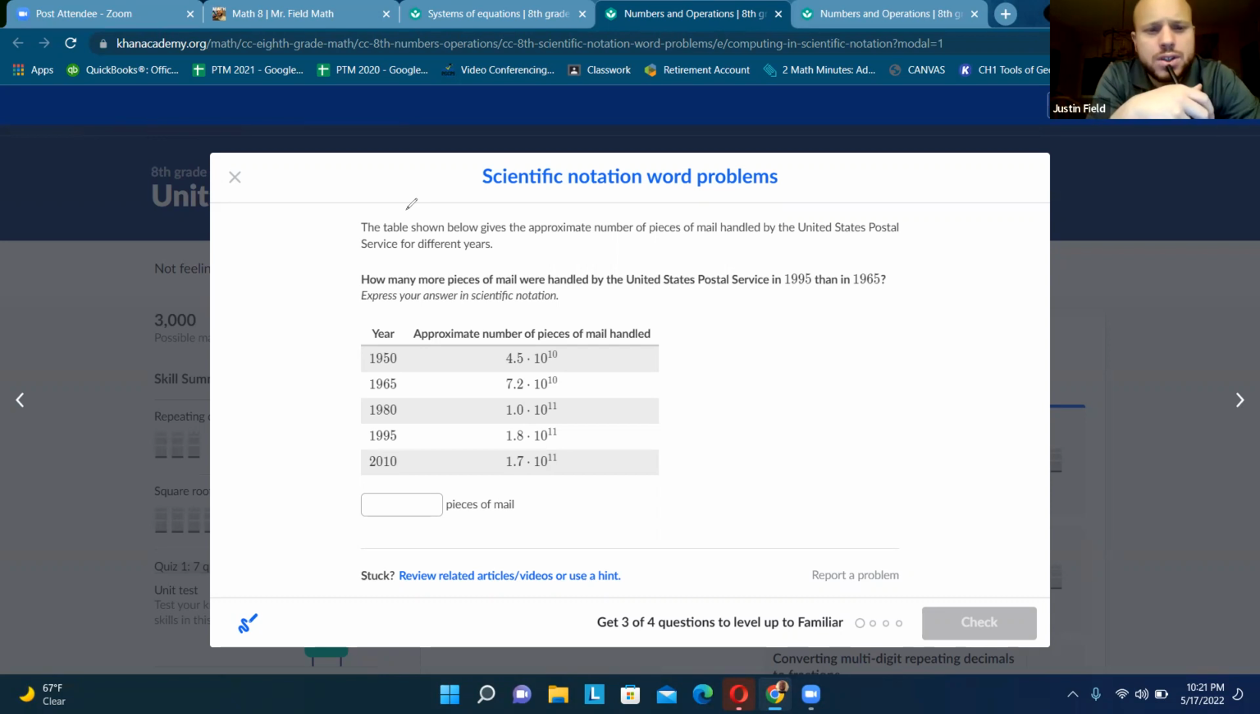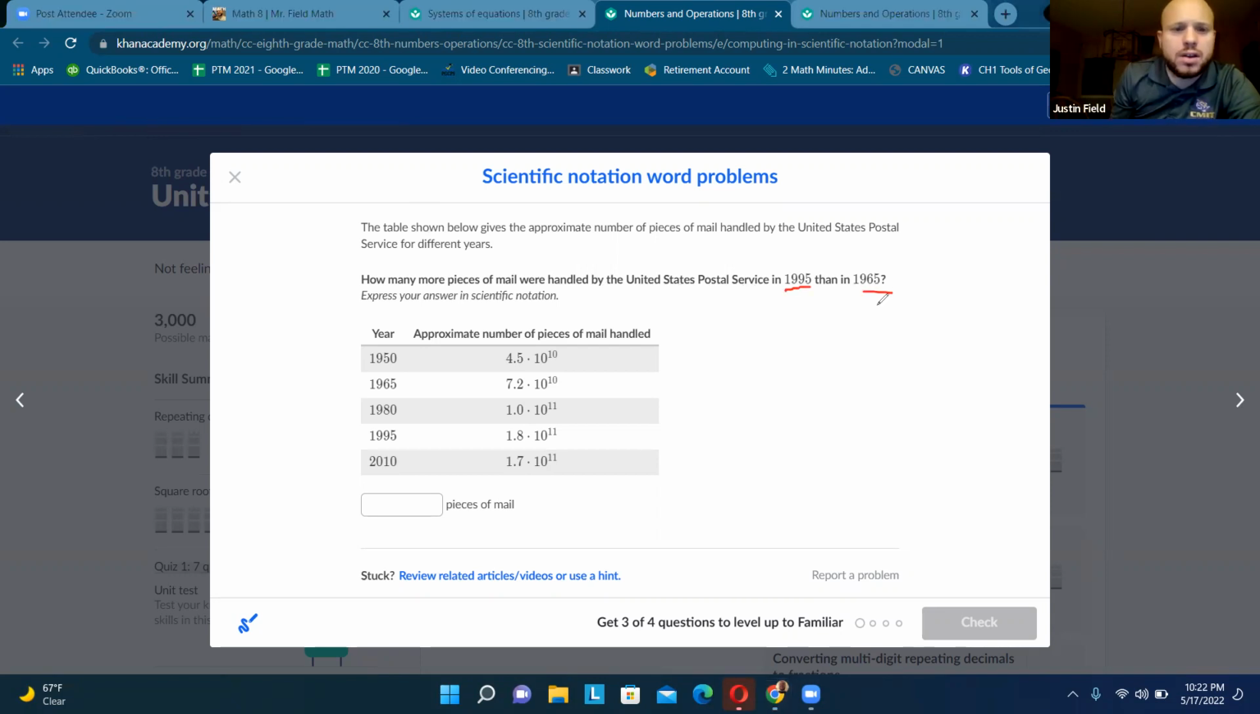Okay, so the table shown below gives the approximate number of pieces of mail handled by the U.S. Postal Service for different years. How many more pieces of mail were handled here? So how many more? What do you think that is? You think that is addition, subtraction, multiplication, or division?